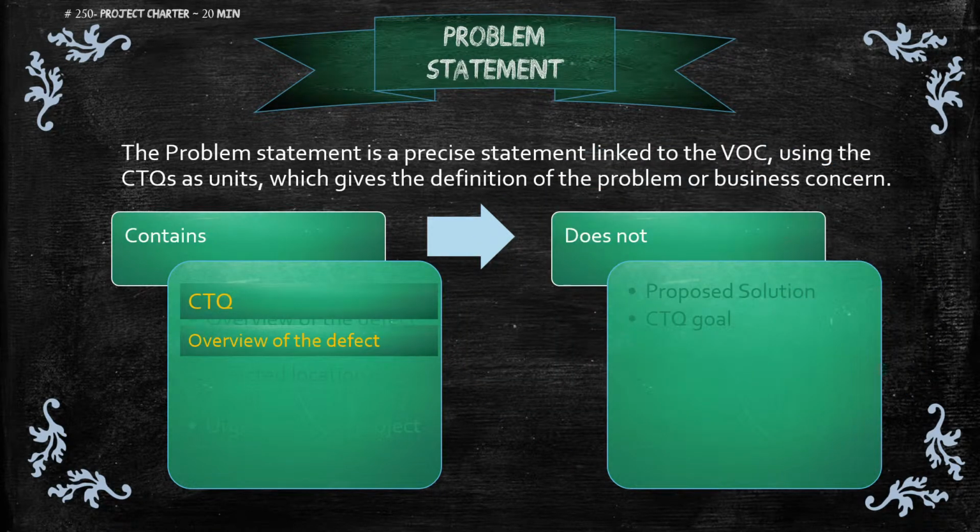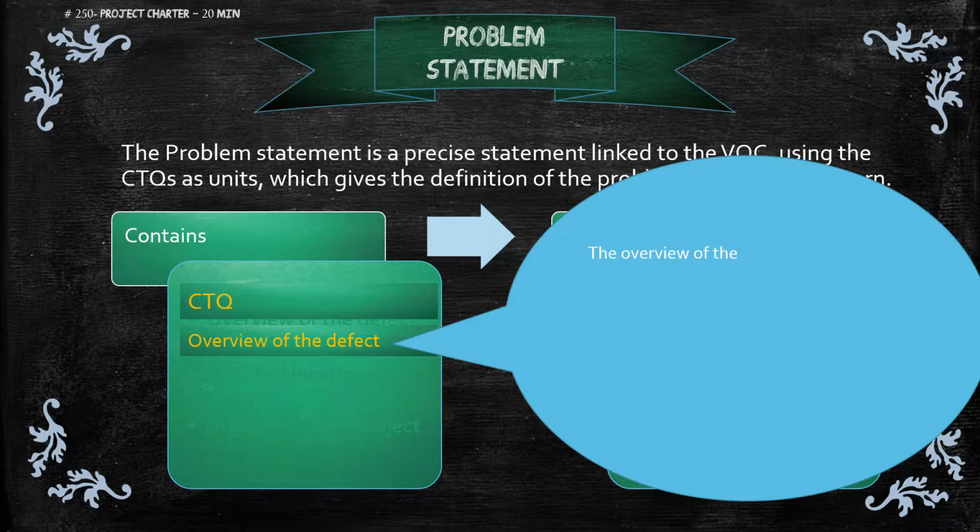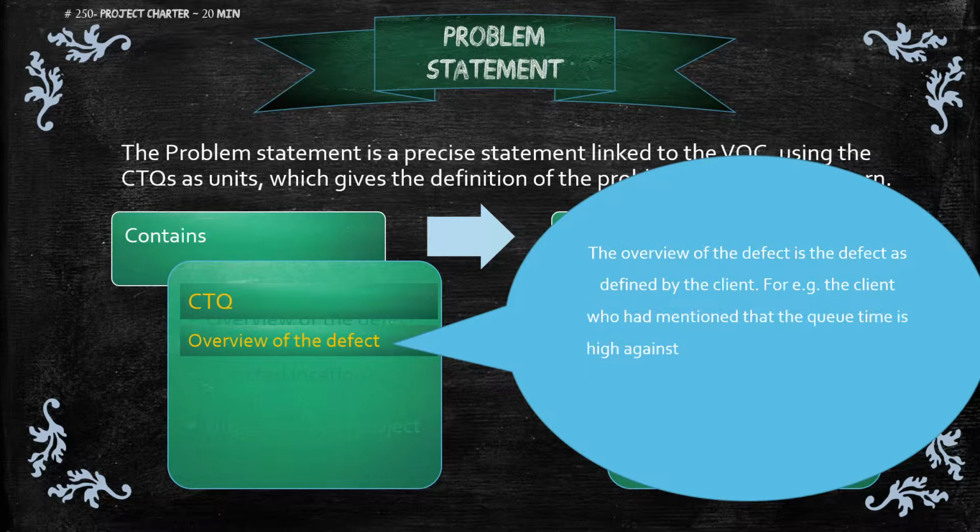Next is, overview of the defect. The overview of the defect is the defect as defined by the client. For example, the client had mentioned that the queue time is high against a specification of 6 minutes. A defect in this case will be any interval with a queue time above 6 minutes.